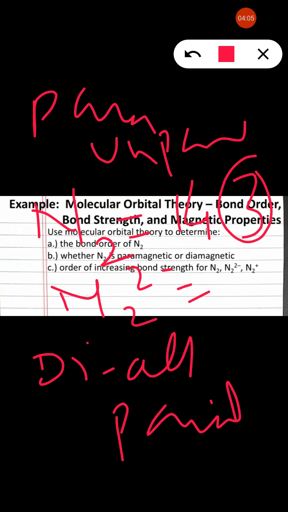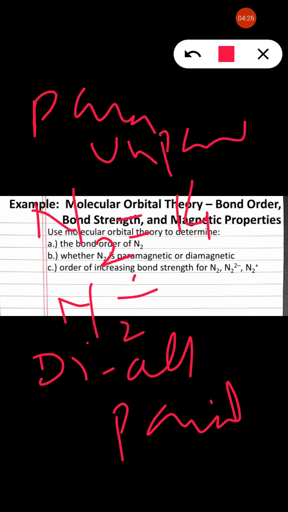Whenever there are 16 electrons, 14 is the middle one, that is bond order 3. Then 15 electrons is 2.5, and 16 electrons is 2, so for N2 2 minus the bond order is 2, as we calculated by the number of electrons method.